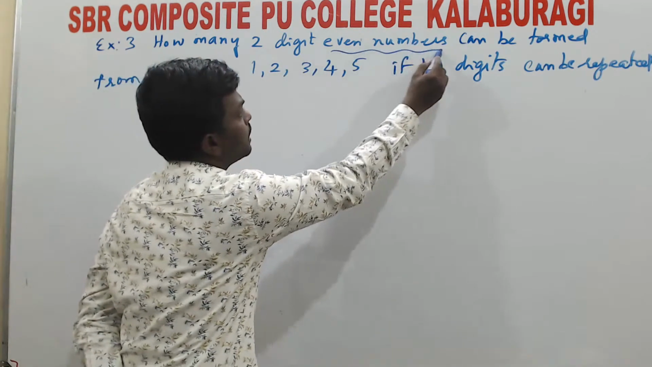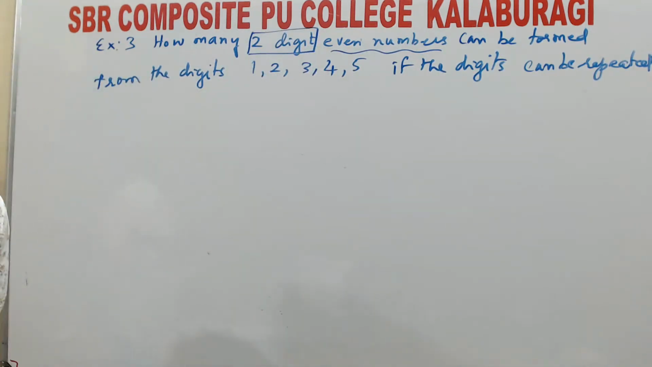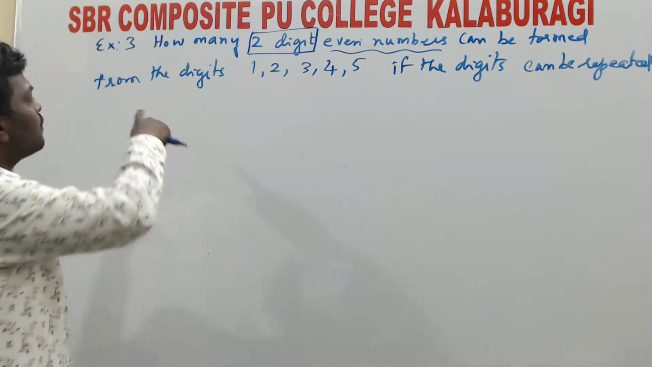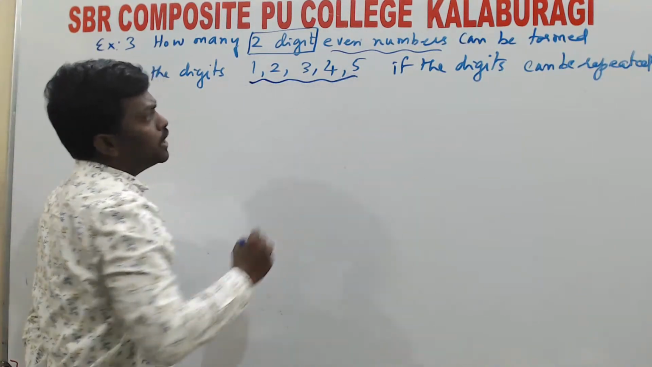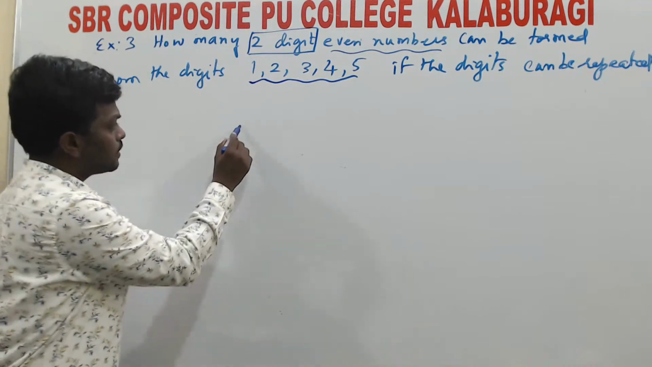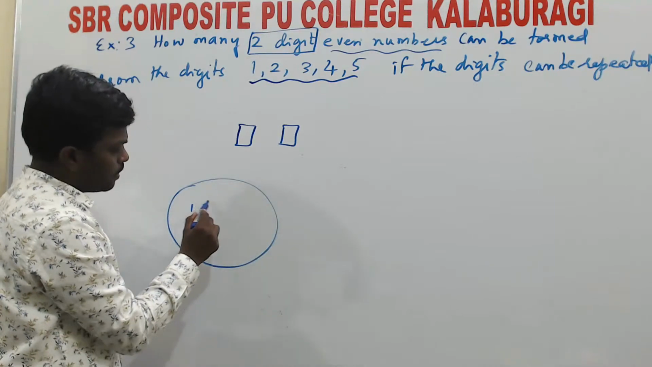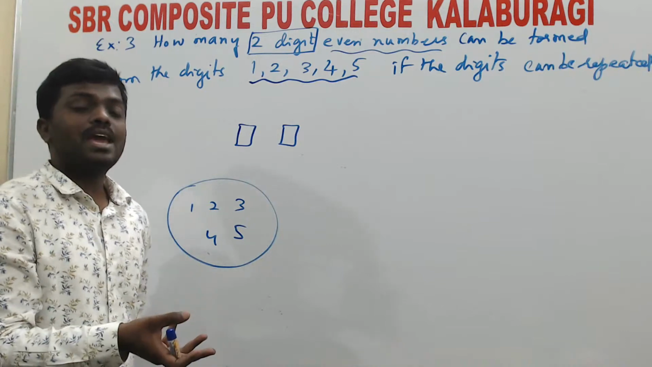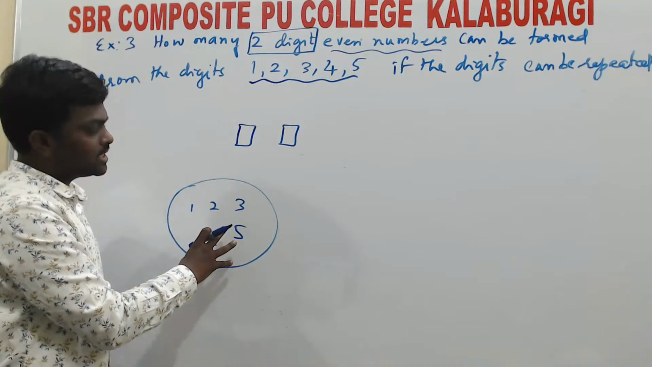So this is important: even numbers as well as two digit. Okay. Two digit means it will consist of units and tens place. That's it. It can be formed from the digits 1, 2, 3, 4, 5. So they are asking us to find how many two digit numbers we can form out of the bunch of 1, 2, 3, 4, 5. How many options have we been given? 5. They have given 5 digits.